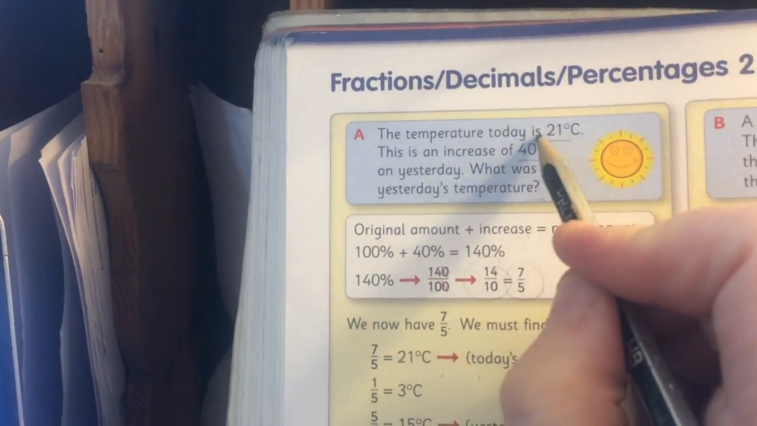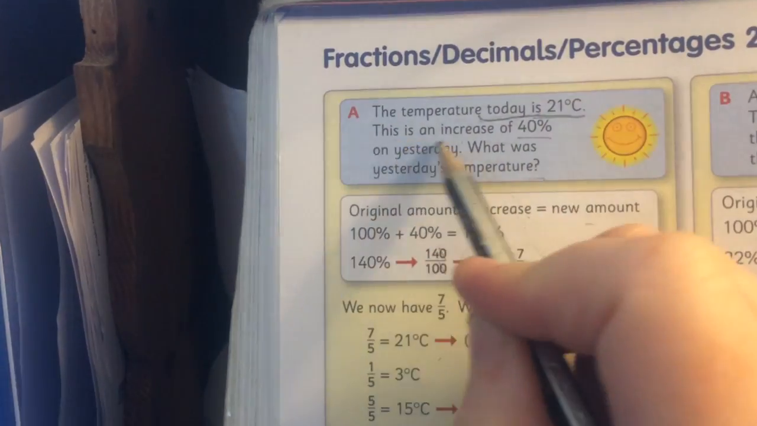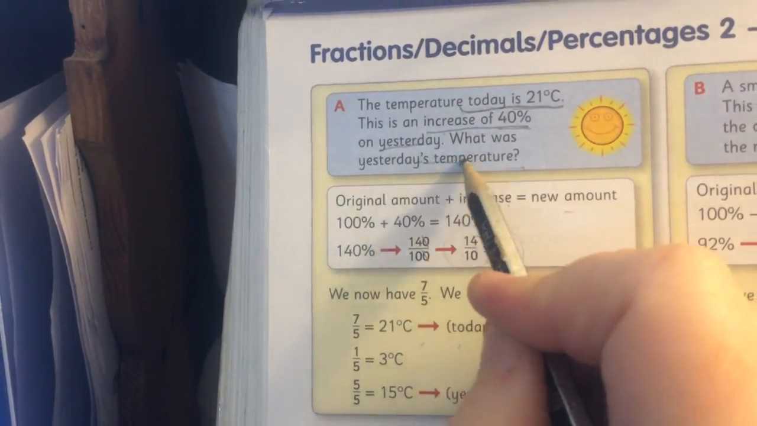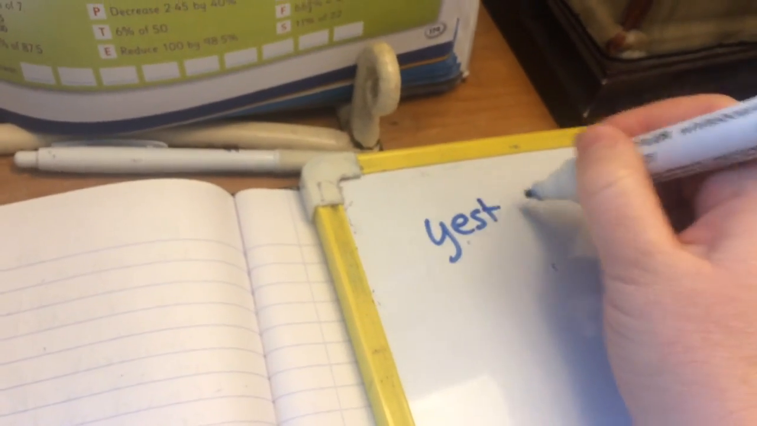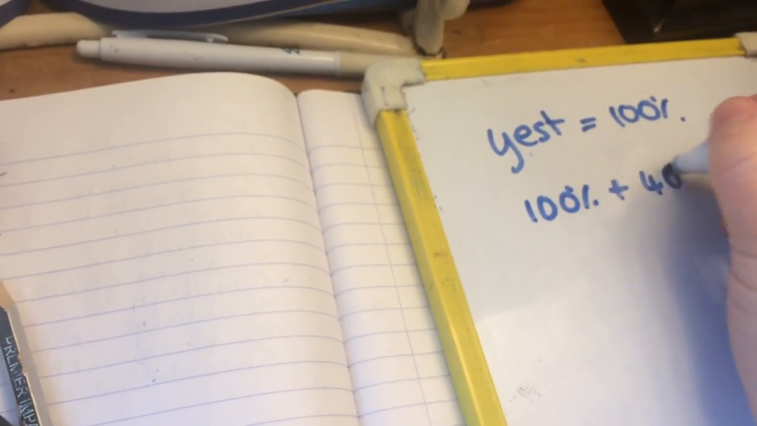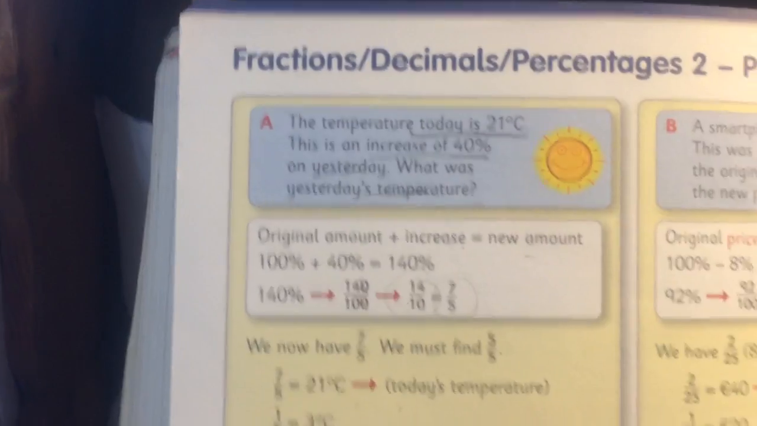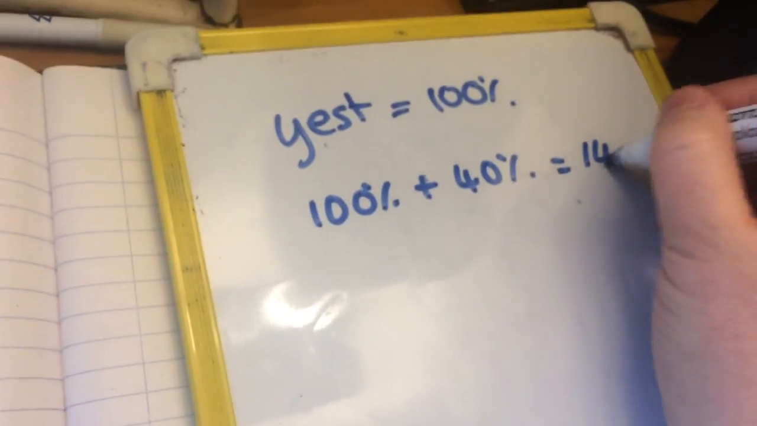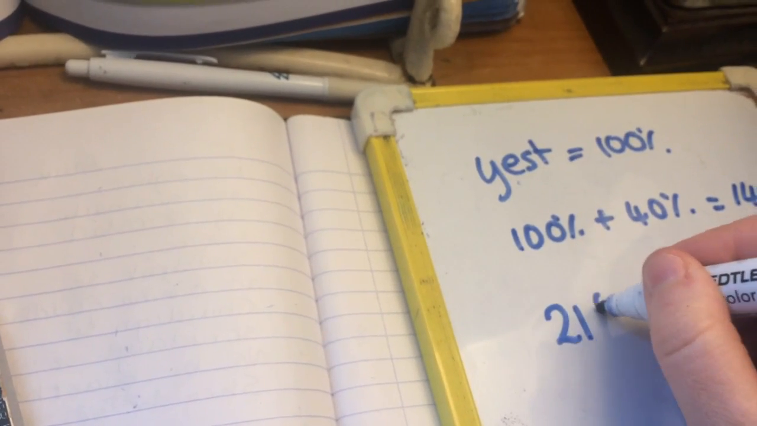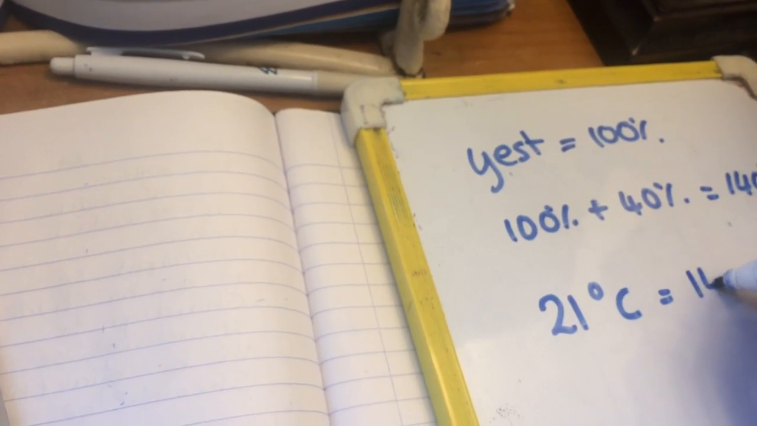So let's underline what's important. The temperature today is that much. What is the increase? It's an increase of 40% on yesterday. What is yesterday's temperature? Okay, so in that, I would assume that yesterday was 100%. So yesterday equals 100%. Today is 100% plus 40% because it was an increase of 40. So really, we know that 21 degrees Celsius is actually 140%.